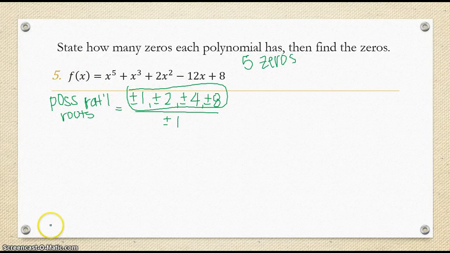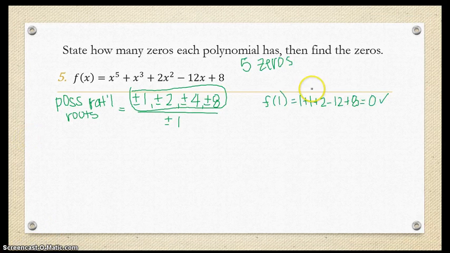If it's something where I'm letting you use a calculator, you could graph it and look at the graph, but you do need to be able to do it without your graphing calculator. Since I plugged 1 in and did get 0 as my answer, 1 is one of the actual rational roots, so I'm going to use that 1 and do synthetic division.